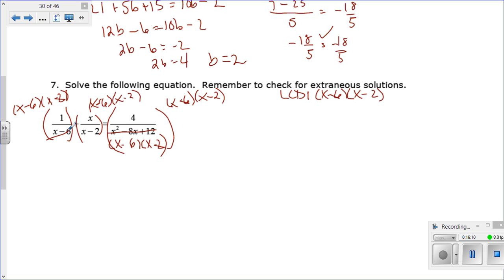So in the first fraction, the x minus 6's go, and I just have a 1 out in front, so it's x minus 2. My second fraction, the x minus 2's go, but I still have an x in that numerator, so plus x times x minus 6. Everything goes, the last one, so equals 4.